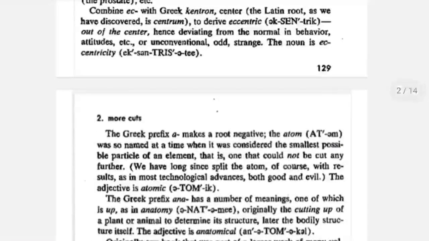The next word is eccentric. Eccentric has the root EC, which means out, and centrum, which means center. So eccentric means out of the center, something which is not normal, which is strange or odd or unconventional.